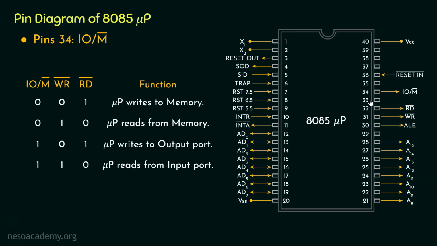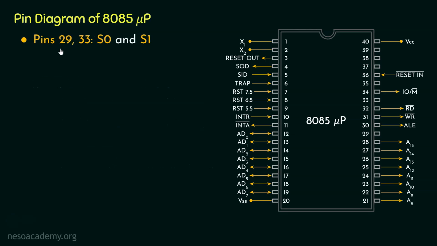So that's all about the pin number 34, that is IO/M bar. Remember, when it is 0, we are communicating with the memory, and when it is 1, we are communicating with the input-output port. Let's now learn about the next pins, pin number 29 and 33.